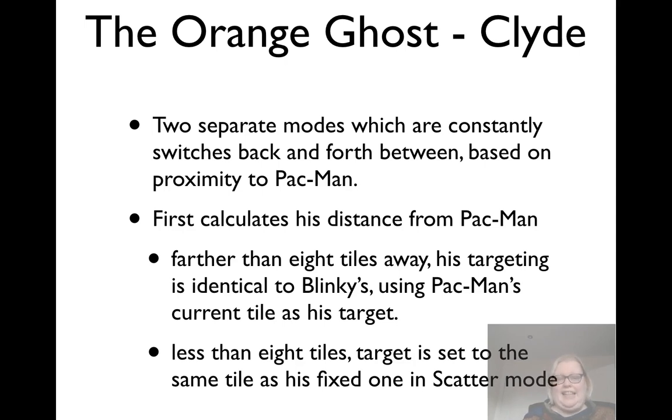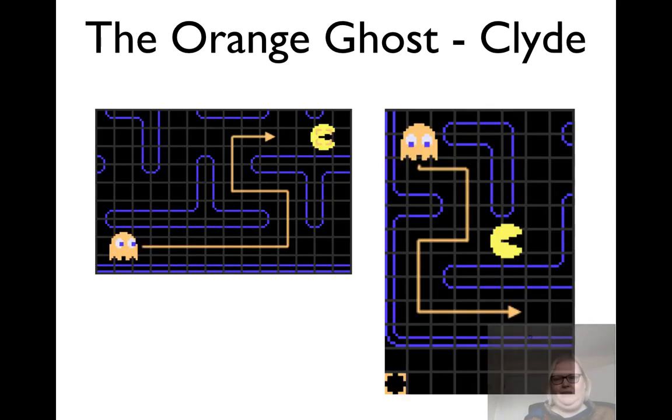If it's less than 8 tiles, then it actually does exactly the same as its scatter mode. It tries to get to that bottom left-hand corner, which it can never actually get to, to see what effect that has. So more than 8 tiles away, and you can see therefore it's trying to head directly for Pac-Man. So at the end of that row, it's going to take a left-hand turn. If it's closer than 8 tiles, it's going to try and head to its corner down there. Okay.